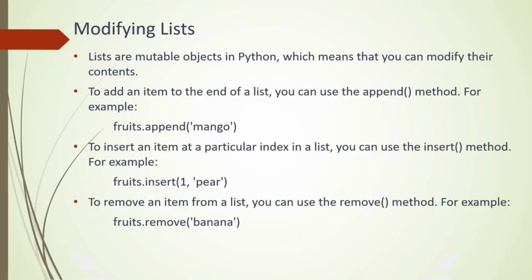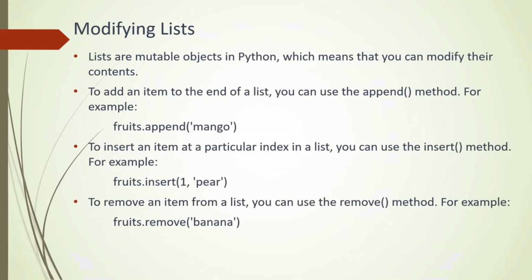Lists are mutable objects in Python, which means that you can modify their contents. To add an item to the end of the list, you can use the function append. To insert an item at a particular index in a list, you can use the insert method. To remove an item from the list, you can use the remove method.